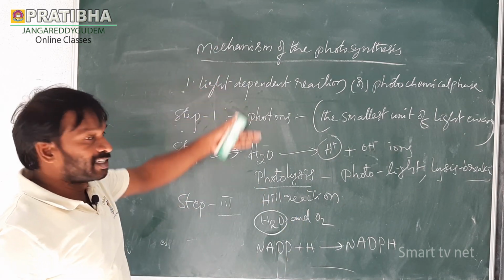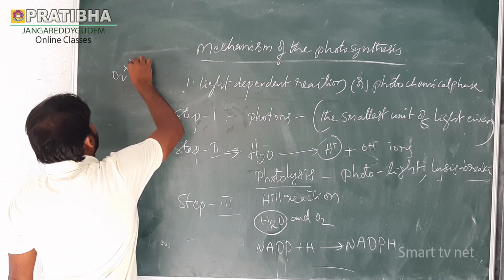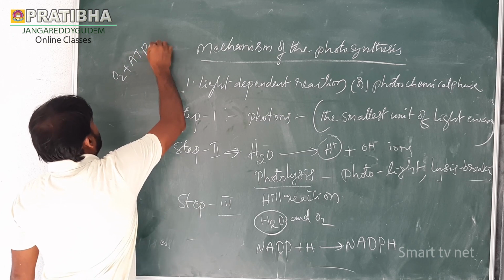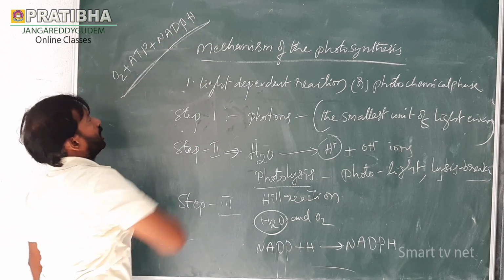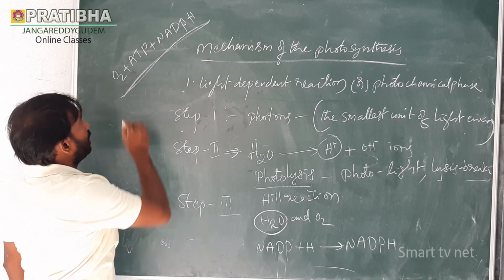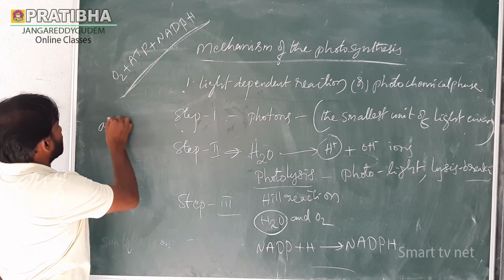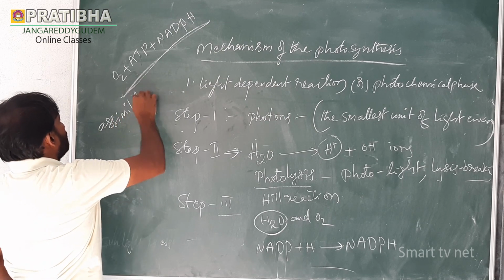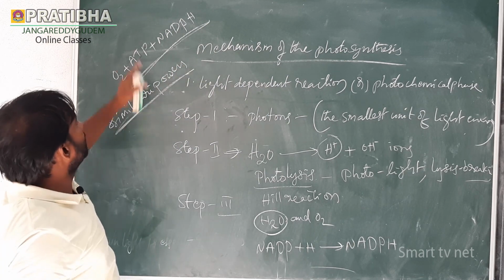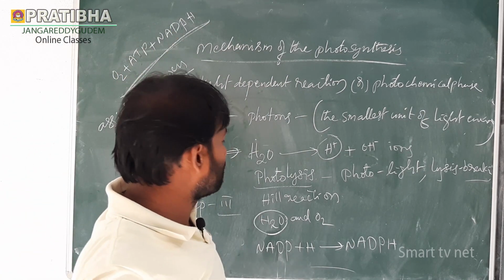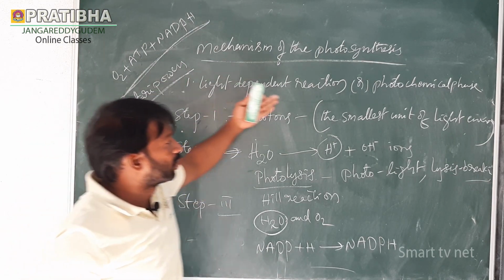Totally, the end products of the light reaction are oxygen, ATP plus NADPH. ATP and NADPH are called assimilatory powers. If the examination asks what the assimilatory powers are, the answer is ATP and NADPH. Both these compounds are called the assimilatory powers. This is the light reaction or photochemical phase.